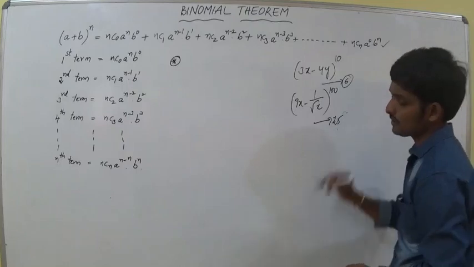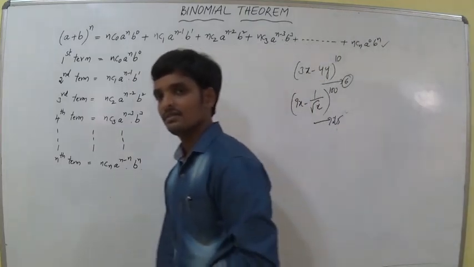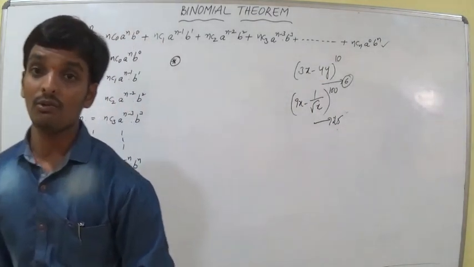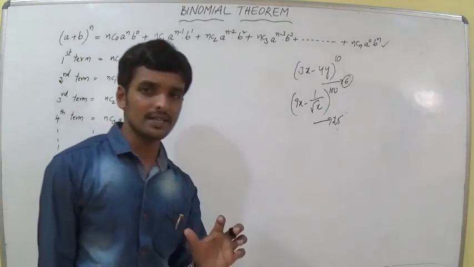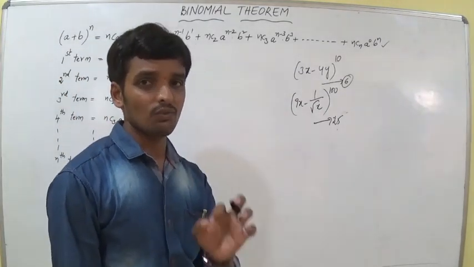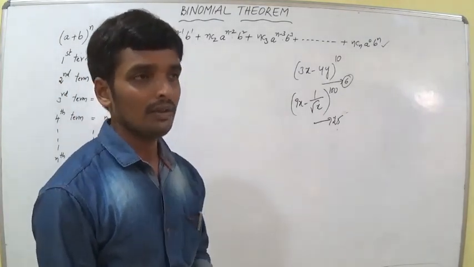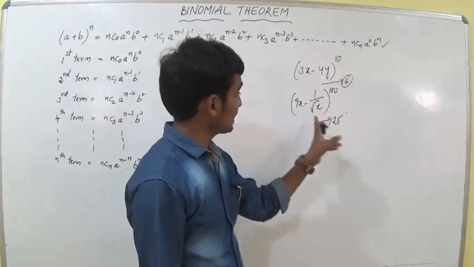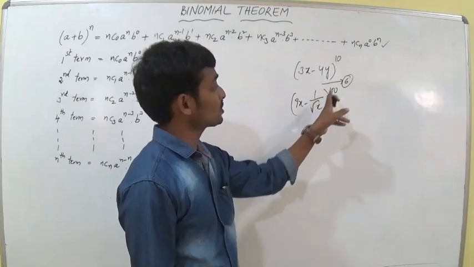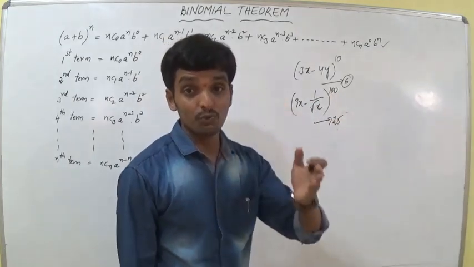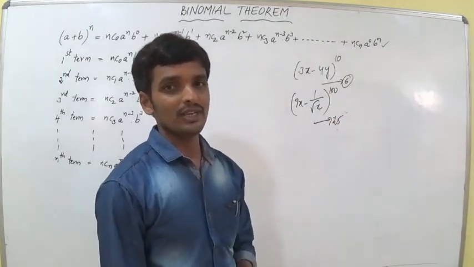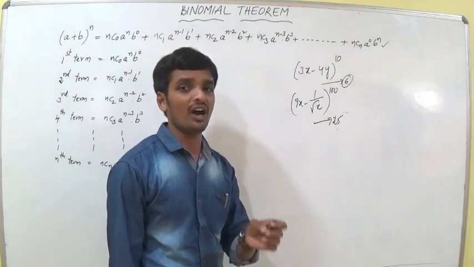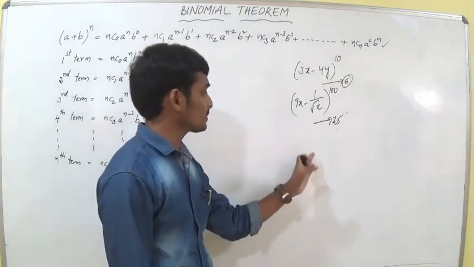I want the 25th term. Can you guess? Can you tell me? I want the exact answer. What is the 25th term? I don't want a complete expansion. You cannot write the complete expansion of (9x minus 1 by root x) whole to the power of 100. It has 101 terms, so it's very hard to write the complete expansion of this form.